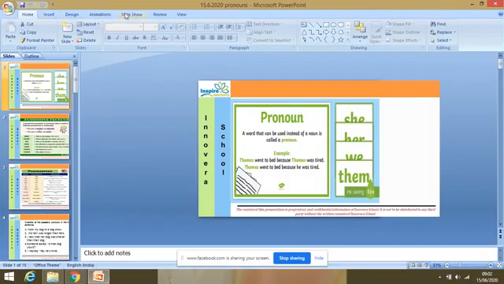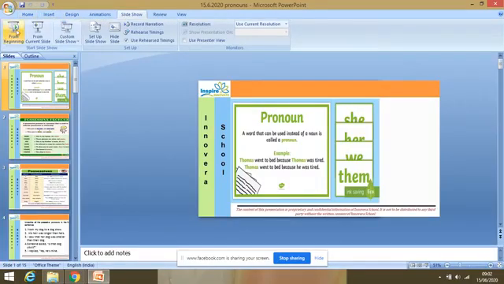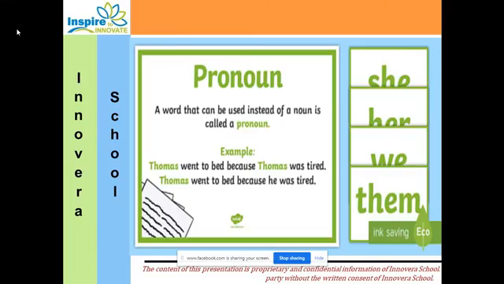Okay, children. So what was the lesson that we were discussing? Yes, children, we were discussing pronoun. Correct? What is a pronoun? A word that can be used instead of a noun is called a pronoun. Yes, we saw how we change the paragraph into a simple one by just adding the correct pronoun.